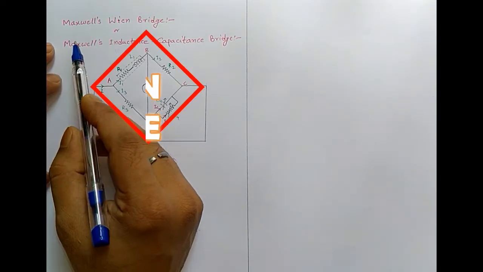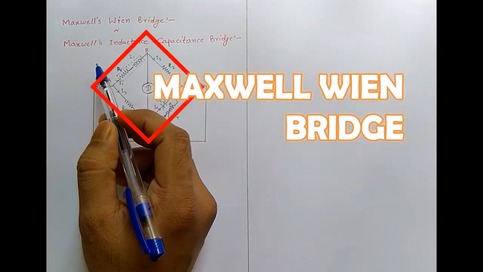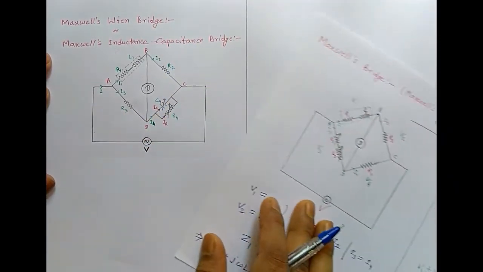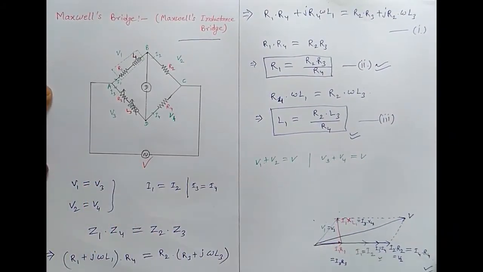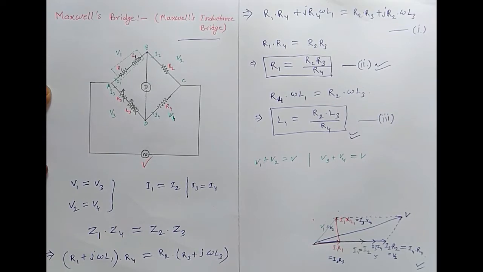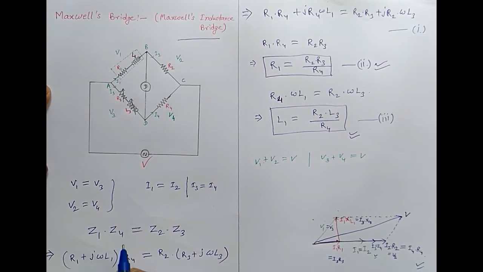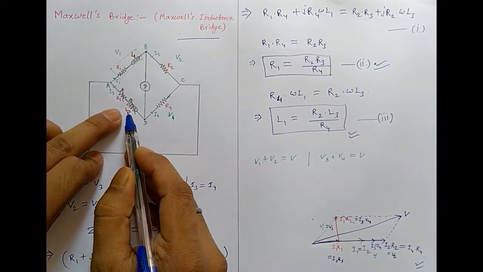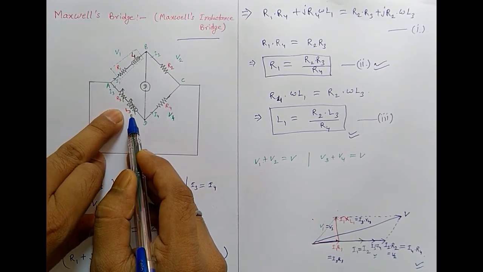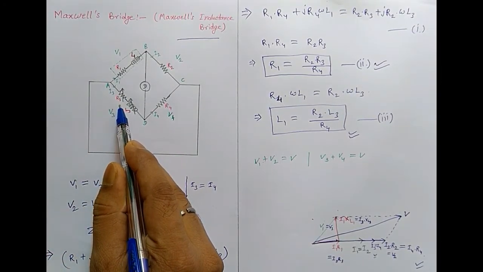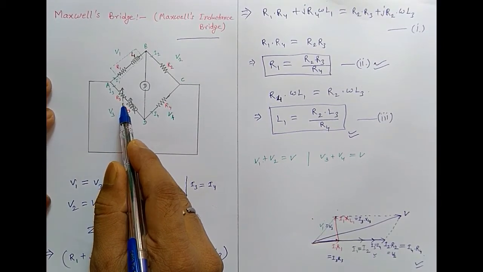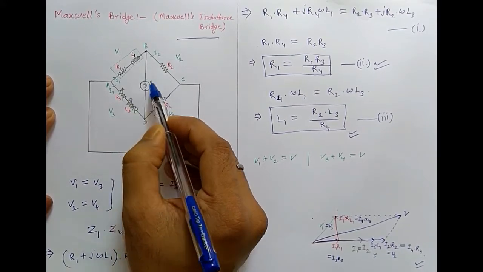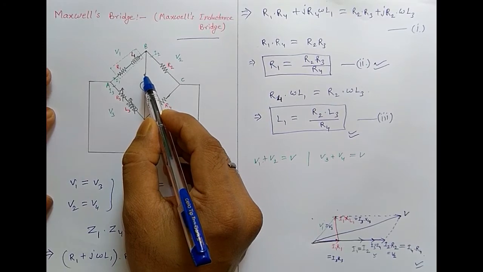In today's class, we will discuss Maxwell's Wien bridge, or Maxwell's inductance capacitance bridge. In the previous class, we discussed Maxwell's bridge, or Maxwell's inductance bridge. In that bridge, there was a disadvantage: a variable inductor and a variable resistance are used to calibrate the bridge so that the bridge will be in balanced condition.